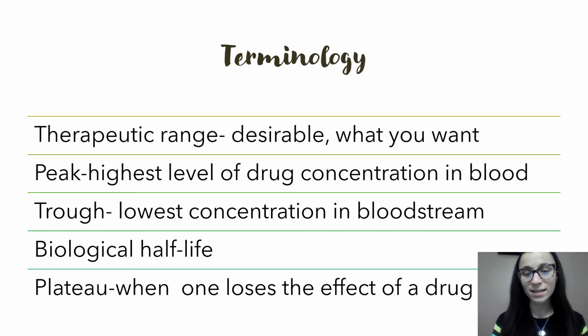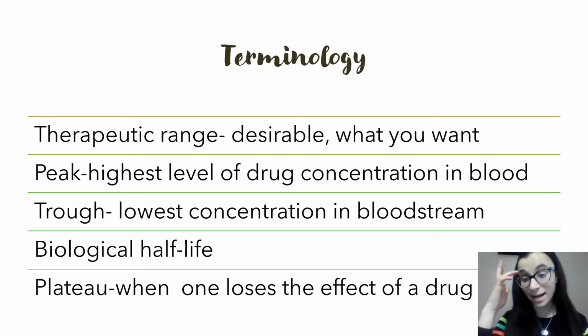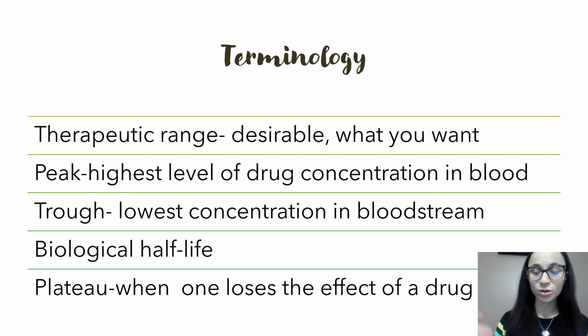Peak. So peak is the highest level of drug concentration in the blood. When you take a drug, it's not going to be the same exact concentration in the blood. It's different before it's broken down, after it's broken down, 3 hours later, 5 hours later, it depends on the medication. So peak is the highest level of drug concentration in the blood. And this is very important when you're talking about insulin specifically, because insulins could cause someone's blood sugar to go down. So you want to watch out, like when's the peak, take the blood sugar then.